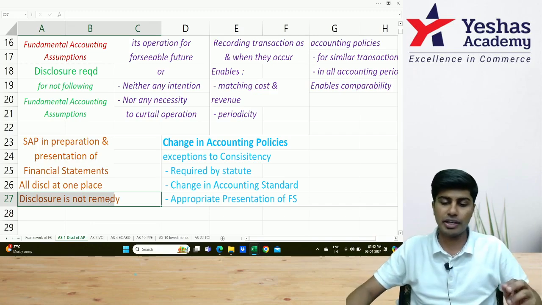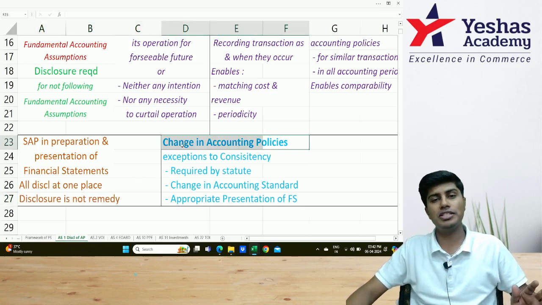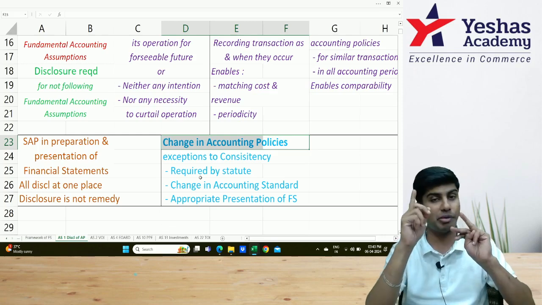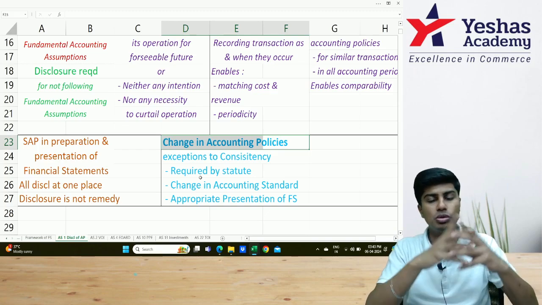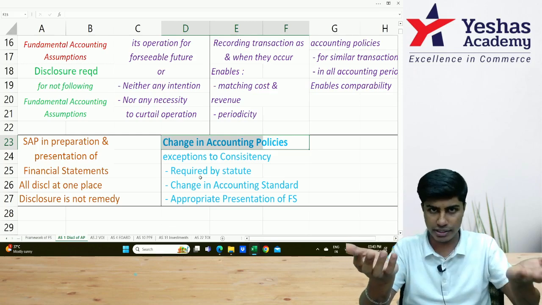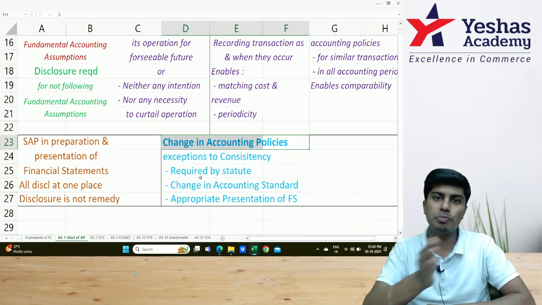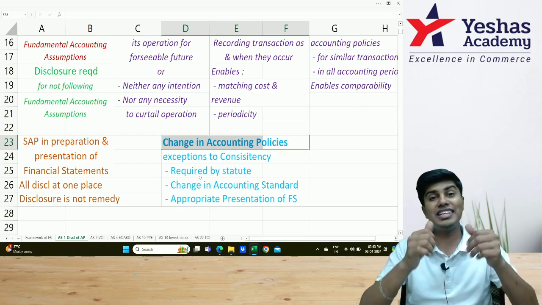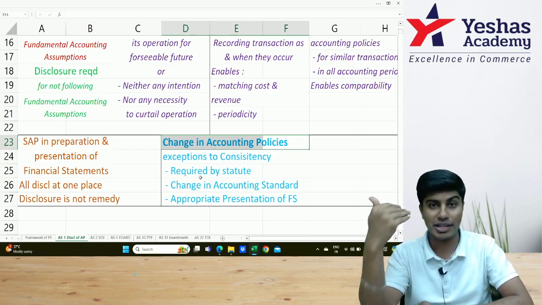And the last point that I want you all to note with regard to accounting standard 1 is changes in accounting policy. I told you some time ago that going concern, accrual and consistency is a fundamental accounting assumption. An organization should be consistent when it comes to the way it follows accounting policies from one accounting year to another accounting year. But are you allowed to breach that flow? Can you stop that flow? Can you follow a different accounting policy from one year to another year? The answer is yes. You are allowed to change your accounting policy, which is an exception to consistency.